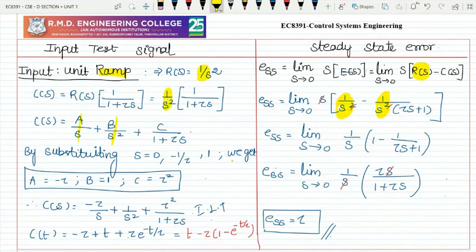So this is the one new thing. In both the previous cases, unit step and unit impulse, your steady state error has to be 0, but now it has the value of tau.